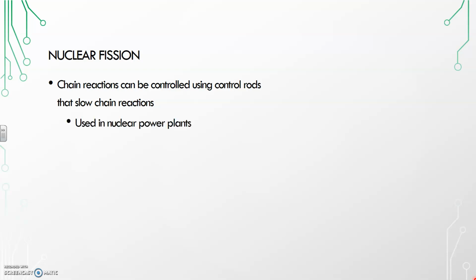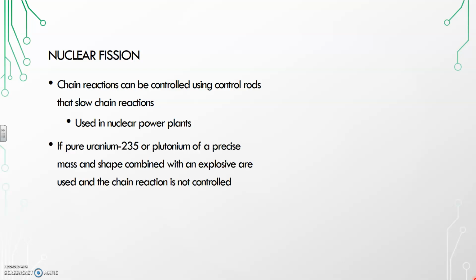Chain reactions can actually be controlled using what are known as control rods that will slow these chain reactions. And this is what's actually used in nuclear power plants. So this is how they slow these chain reactions down so you don't get what's known as critical failure, where these reactions are just going on completely uncontrolled. They're just going on wherever and creating a lot of energy that doesn't really have anywhere to go but up and out. And that is nuclear power plant meltdown. So it's when everything explodes.